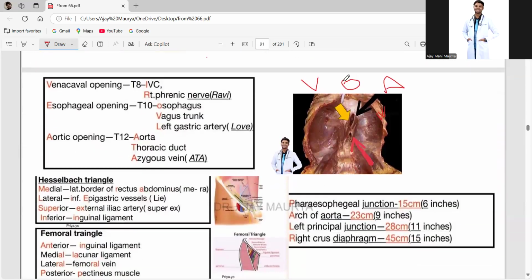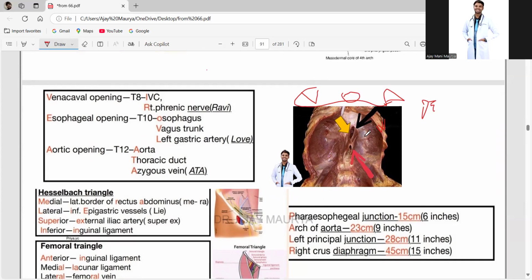This one here is VOA, the voice of America. First one is the vena cava opening, O for esophageal opening, A for aortic opening. This is T8, T10, T12. Remember here it is 8, 10, 12.